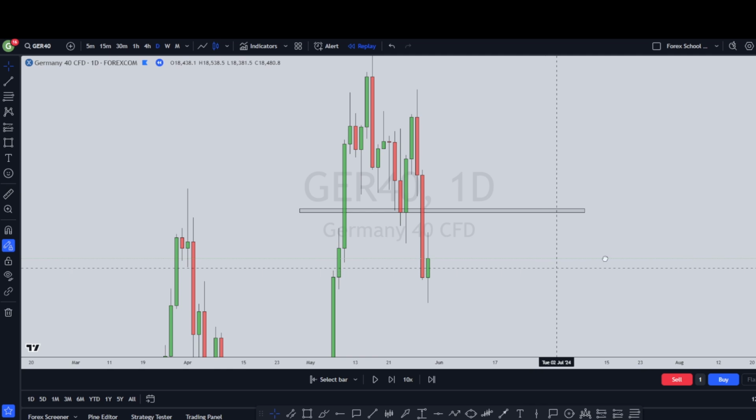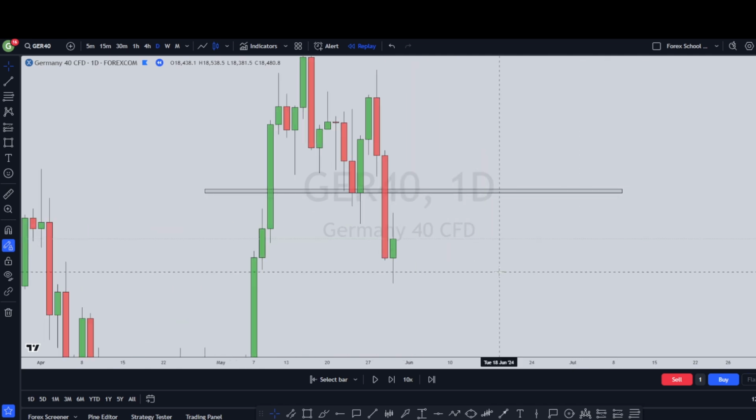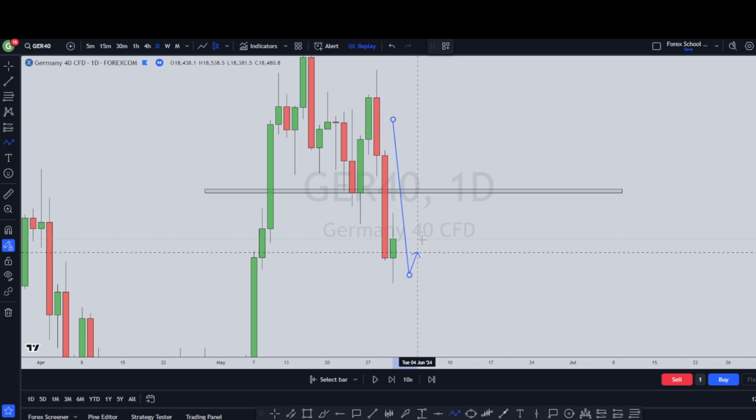So looking at this, this was the daily time frame, and we saw that price had moved impulsively to the downside, and we were anticipating a correction to come and retest this resistance area to complete the impulse and correction move in the market. That was the daily.